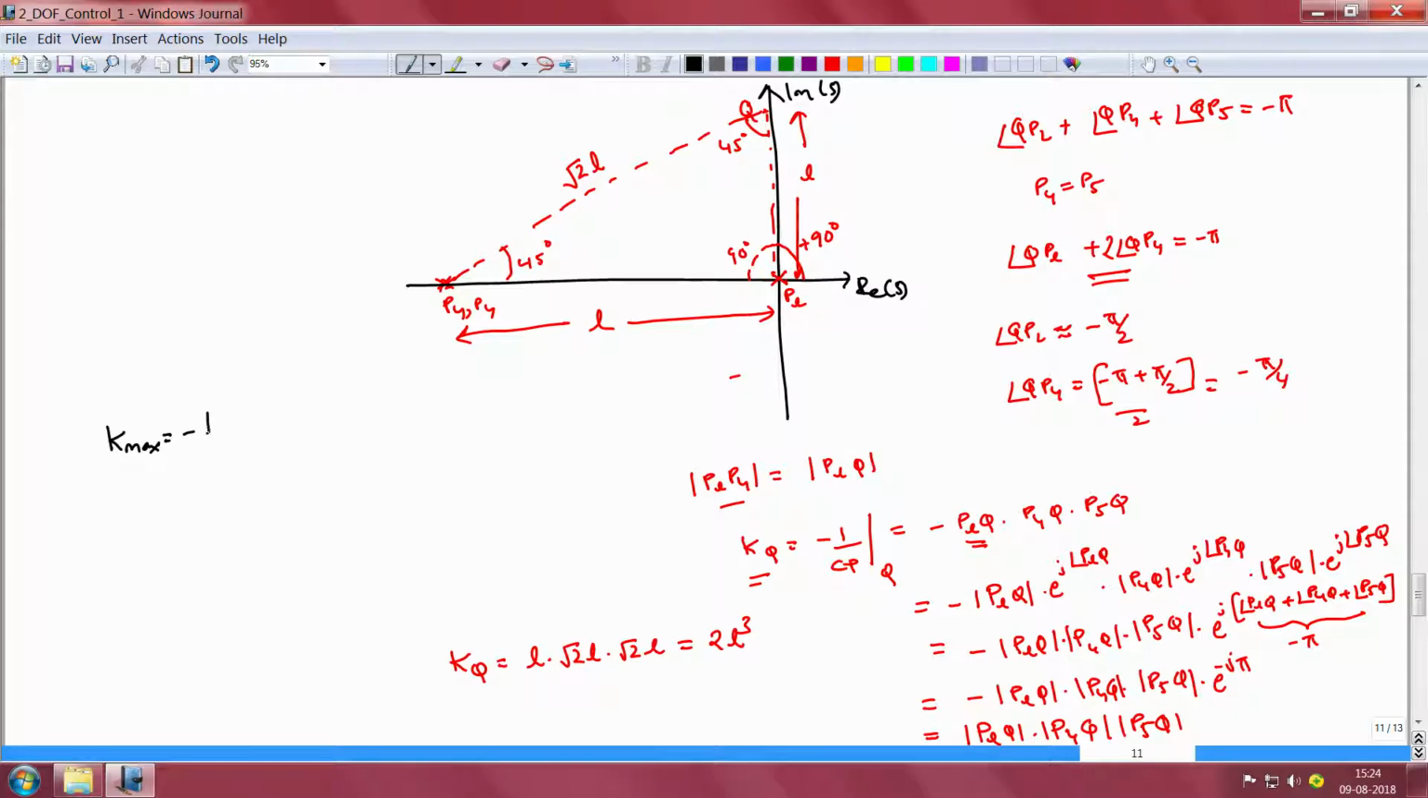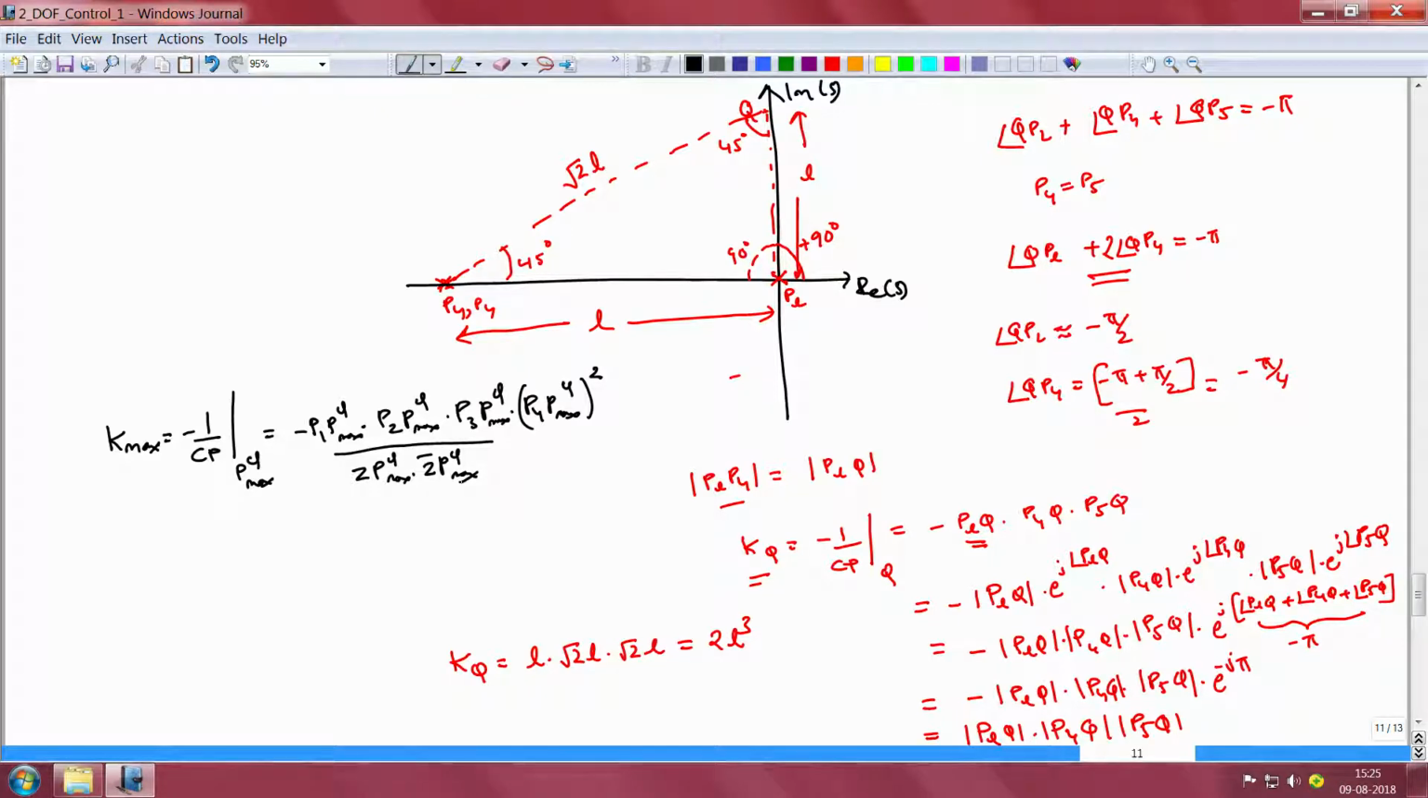is equal to minus 1 by Cp evaluated at the point PCL max, and what is that equal to? That is equal to minus P1 PCL max times P2 PCL max times P3 PCL max times P4 PCL max times P5 PCL max, but since P4 and P5 are coincident poles, we would just have that to be equal to P4 PCL max the square divided by Z PCL max times Z bar PCL max. So this is going to be the expression.